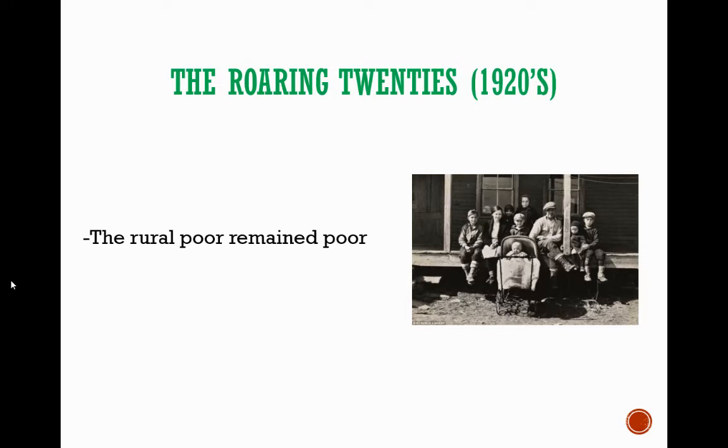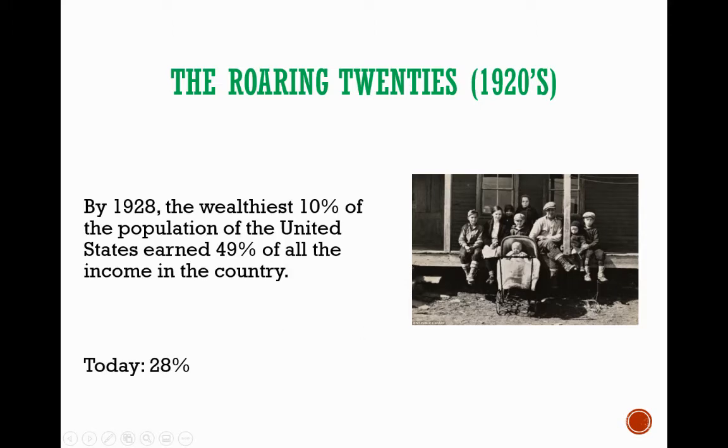Okay, so while there was a lot more money in the economy, most of that money actually went to the richest people. This was a time of inequality. By 1928, the wealthiest 10% of the population of the United States earned just under half of the income. Okay, so 10% of the people had just under half of all the money in the country. So very unequal. And this is what happens when we have limited government, a laissez-faire capitalist economy, right? It leads to inequality. You learned that in your last couple of lessons as well. Today, the wealthiest 10% own about 28%. Okay, so there's a lot of inequality still today, but even more so back in the 1920s.